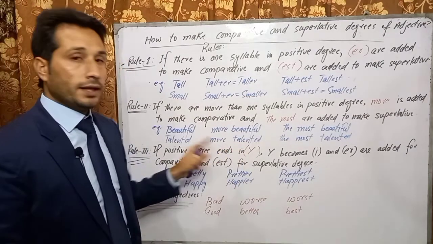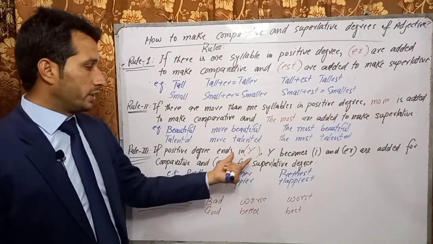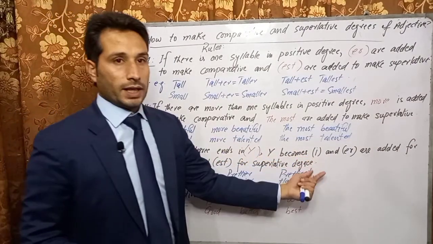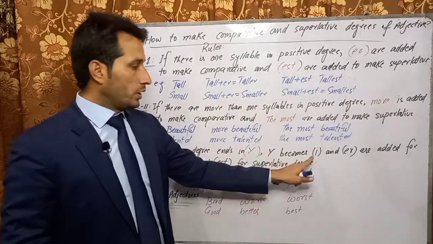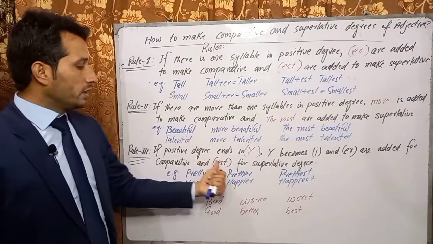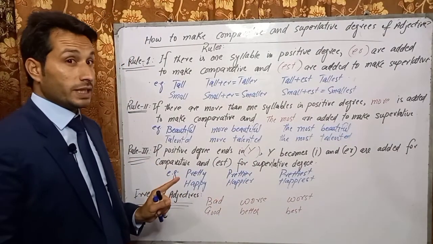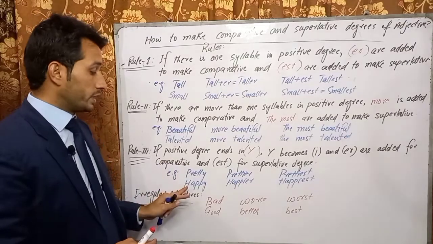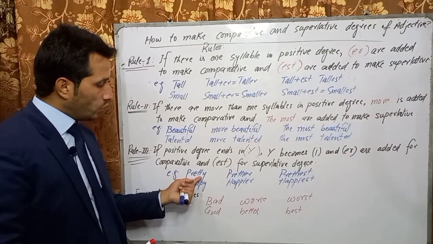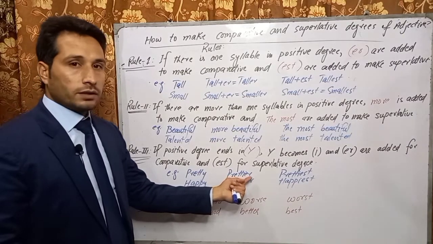Rule 3 is if the positive degree ends in y. If there is y in the positive degree, maybe we have more than one syllables. We have two syllables here. Y becomes i, so y is converted into i and er is added for the comparative degree and est for the superlative degree. For example, we have the word pretty. Pretty, we have two syllables, pret-ty. So again here y is changed into i and er is added.